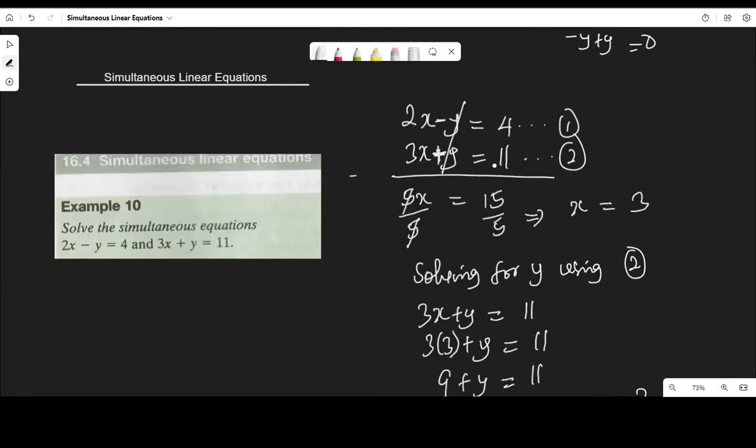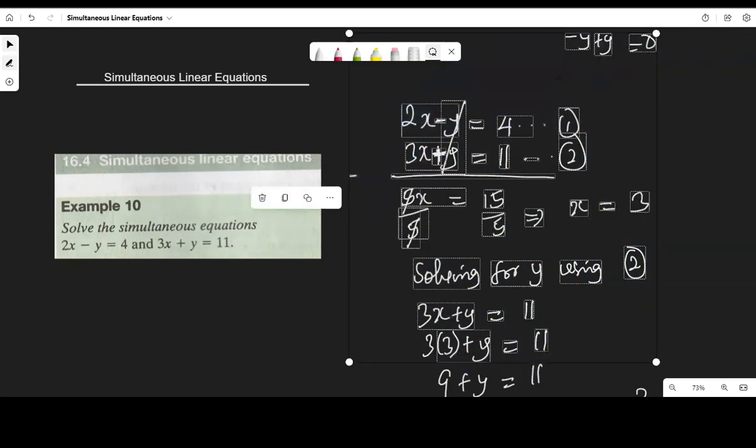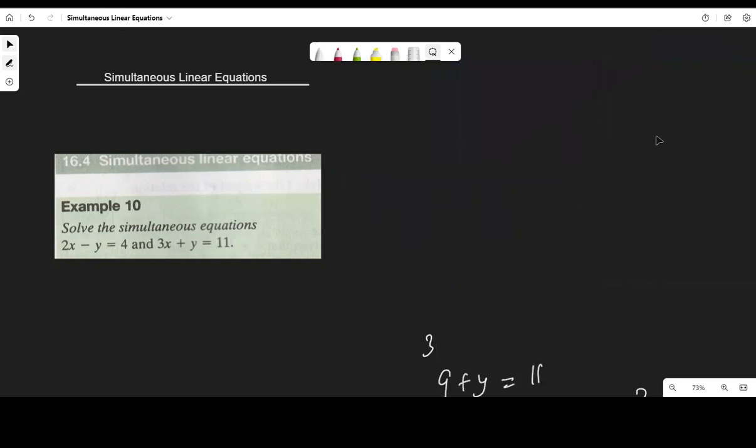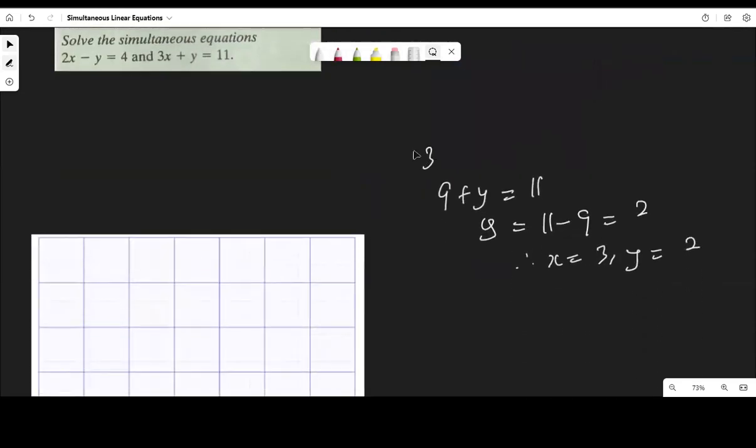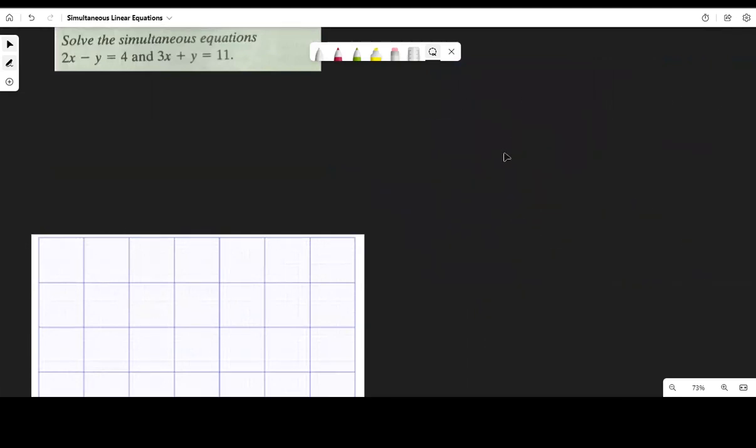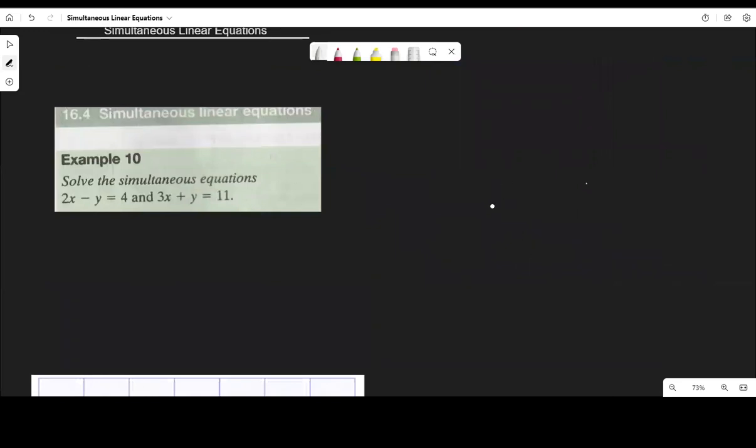That is by elimination. The last method is the use of graph. As you can see, I already have a graph there. So, how can we solve this question using a graph? Let's get into it right away. To solve simultaneous equations using a graph, we only need 2 points.